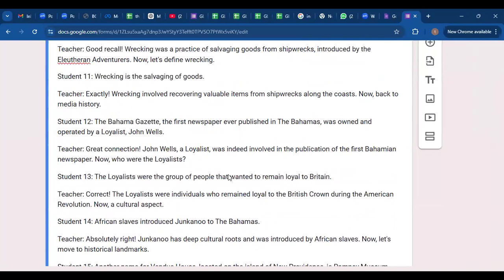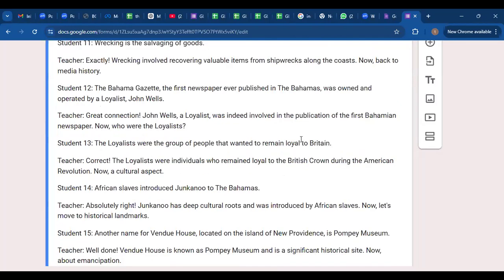Now back to media history. Very good. Continue. The Bahamas Gazette, the first newspaper ever published in the Bahamas, was owned and operated by a loyalist, John Wells. Great connection. Okay, you can stop right now.